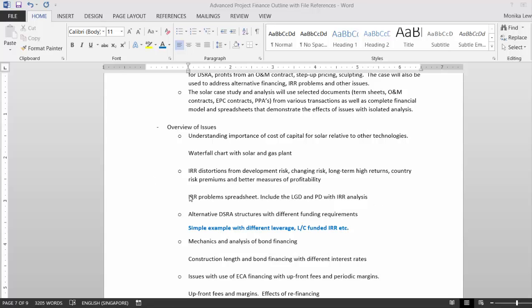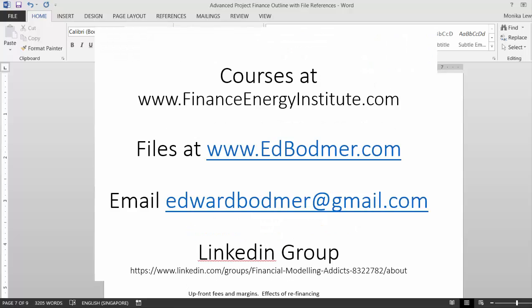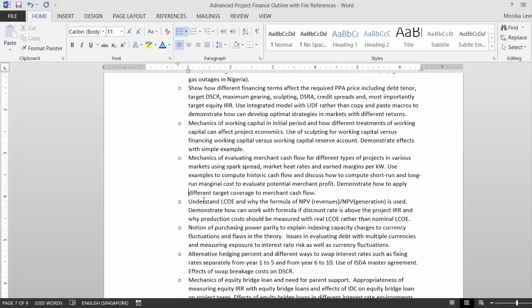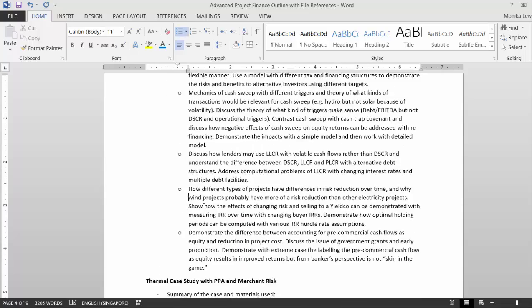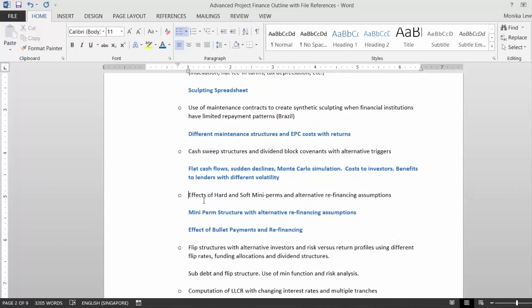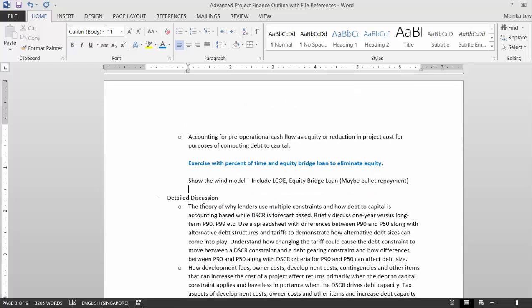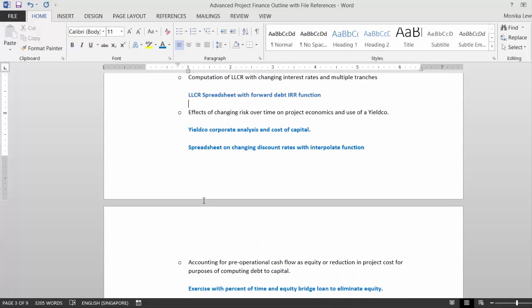Okay, this is a continuation of this spreadsheet. This analysis of IRR problems, and we're going to include problems with probability of default, LGD, and all of that. Now, this is also going to illustrate the changing effects of changing discount rates. And really, that's the first thing we're doing right now.